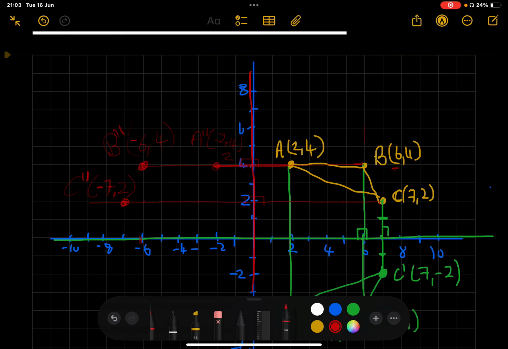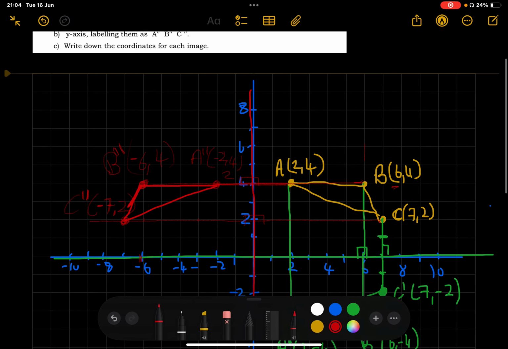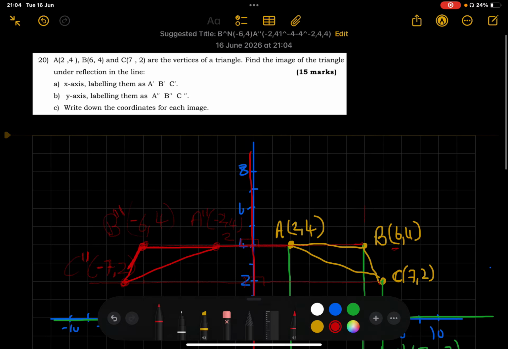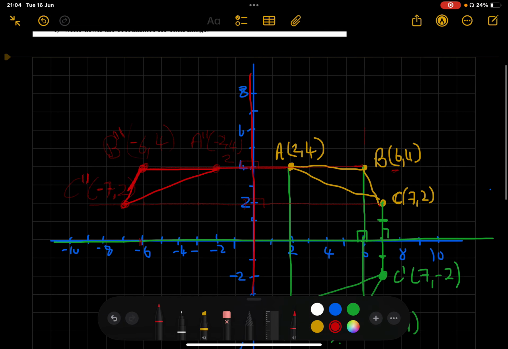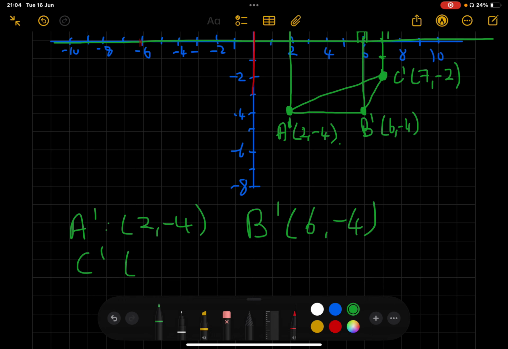Okay, so this is the image of the triangle if we reflect it in the line, the y-axis, right, this red drawing. Okay, write down the coordinates for each image. So let's just write them down. So A prime was 2, minus 4. B prime is 6, minus 4. C prime is 7, minus 2.